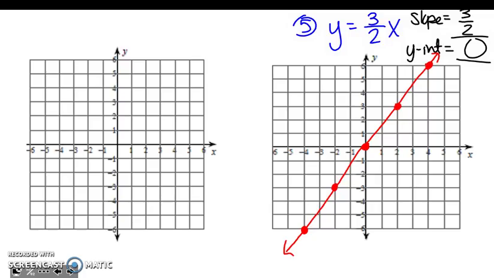Guys, on these next couple, I want you to pause it. I want you to pause it before you work through it and see if you can get it right, and then play it.